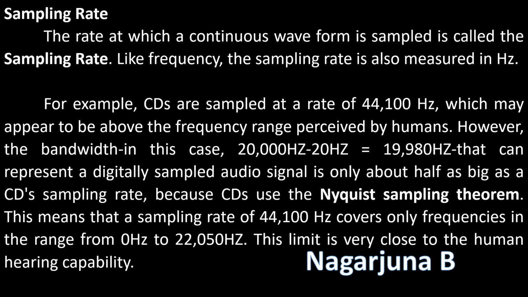Sampling rate. The rate at which the continuous waveform is sampled is called the sampling rate. That means the rate at which the continuous wave, that is the analog signal, is converted into a digital signal, and the rate at which this conversion is done, is called the sampling rate. Like the frequency, the sampling rate is also measured in hertz, Hz. For example, CDs are sampled at the rate of 44,100 Hz, which may appear to be above the frequency range which is perceived by humans.